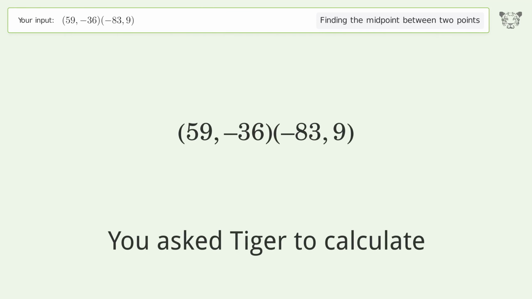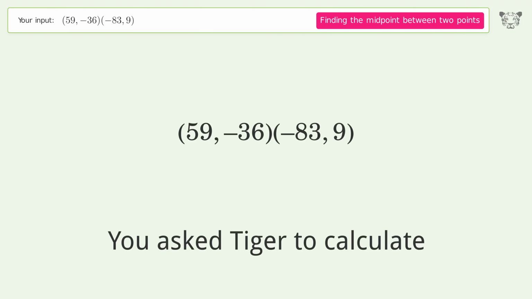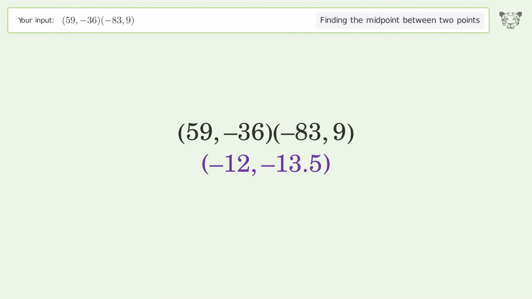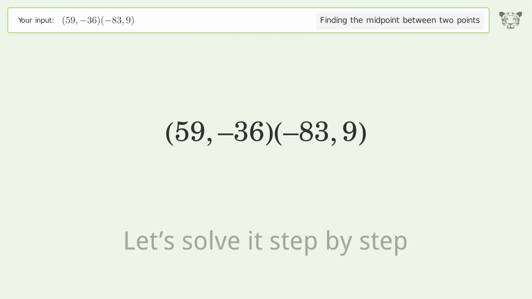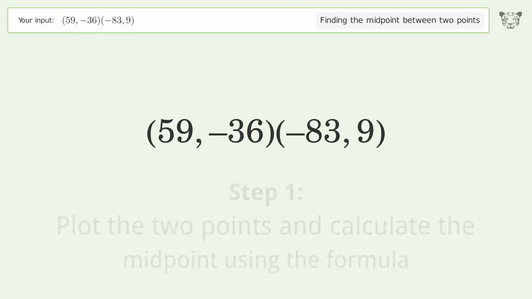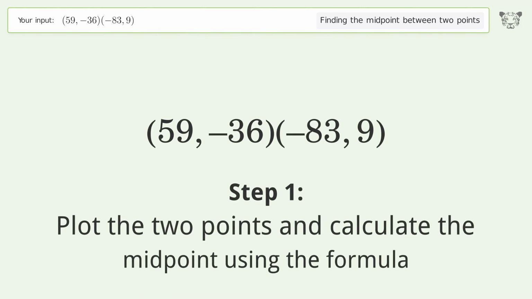You ask Tiger to calculate. This deals with finding the midpoint between 2 points. The midpoint between the 2 points is -12, -13.5. Let's solve it step by step. Plot the 2 points and calculate the midpoint using the formula.